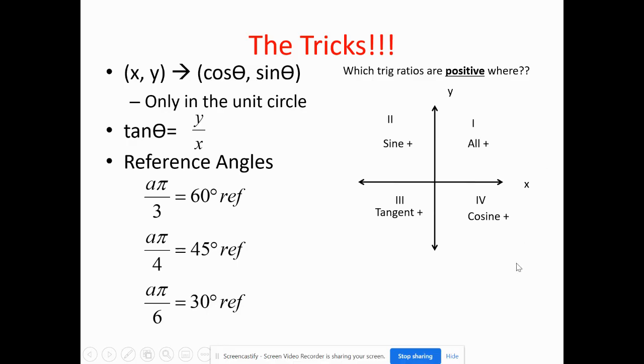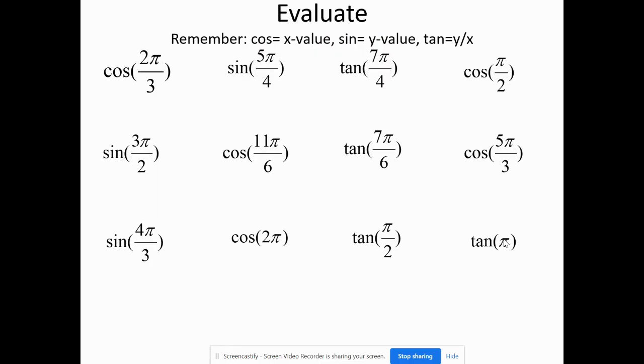The phrase to help us memorize it is all students take calculus. The first letter helps you know: all, well, that's just all. Students, S for sine, take, T for tangent, calculus, C for cosine. So that'll be helpful later on, but it is something I use, so I thought I'd share it with you.